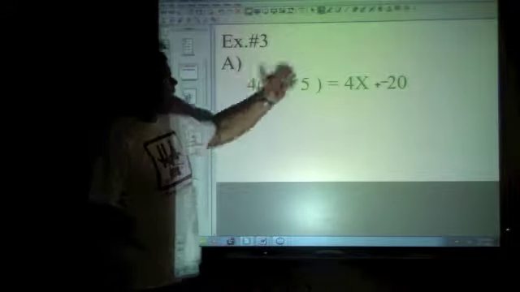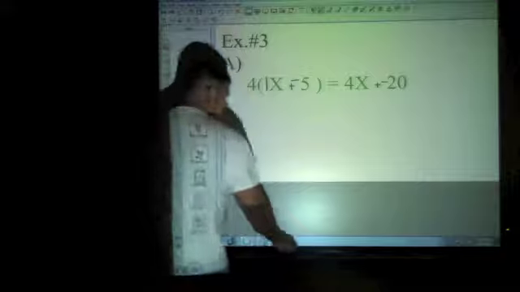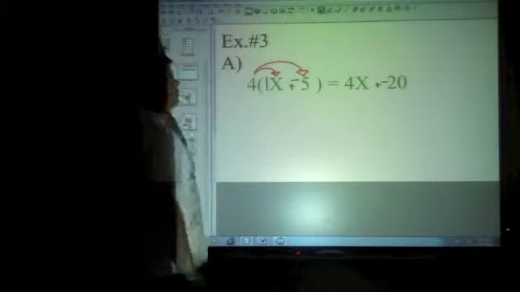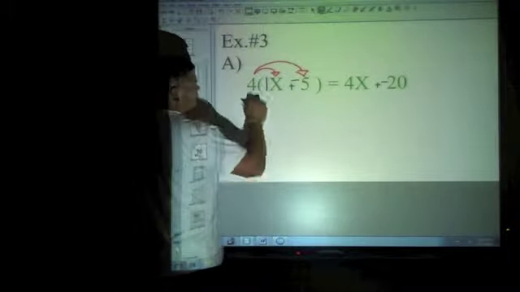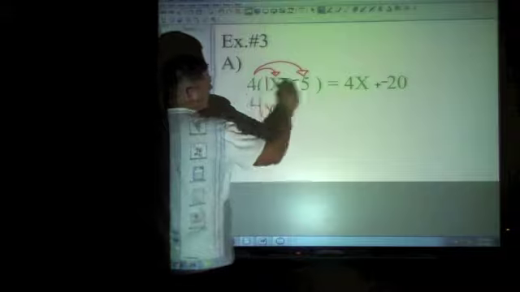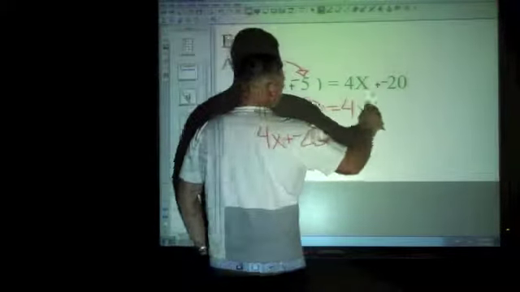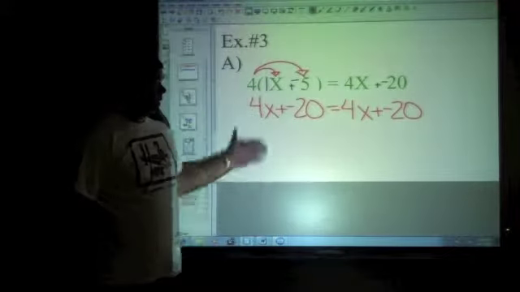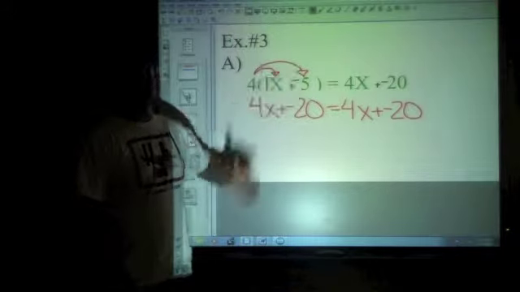Now it's really hard to compare this side or play any of the shuffling game when the parentheses are in the problem. So we're going to use the distributive property, making sure that we take the number 4 and multiply it by both of the terms inside the parentheses. 4 times 1x is 4x. 4 times negative 5 is negative 20. Over here I got 4x plus negative 20. They look awfully similar, which in fact they are. They're identical to each other.